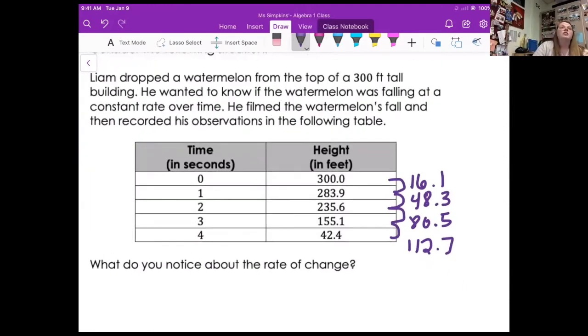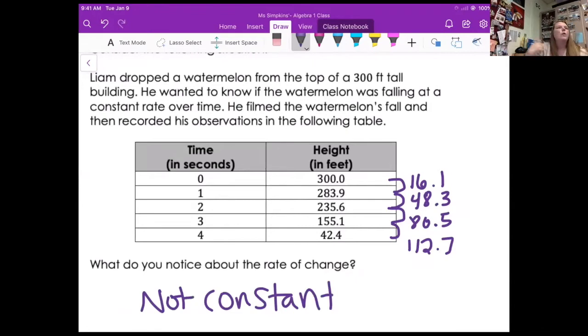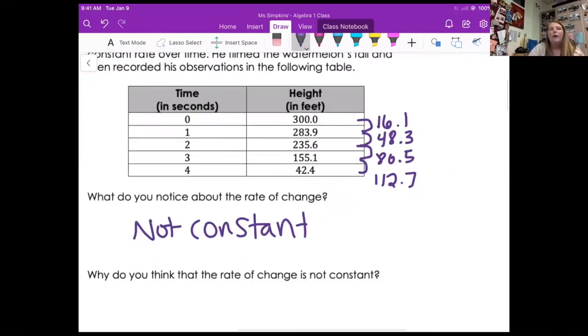So our rate of change, we just said, is not constant. Each time another second went by, more distance passed. So when we were driving our car every hour, I was still only traveling 40 miles. Here, the watermelon traveled 16 feet, then 48 feet, then 80 feet, then 112 feet. So it's going faster every second. And why is that happening?